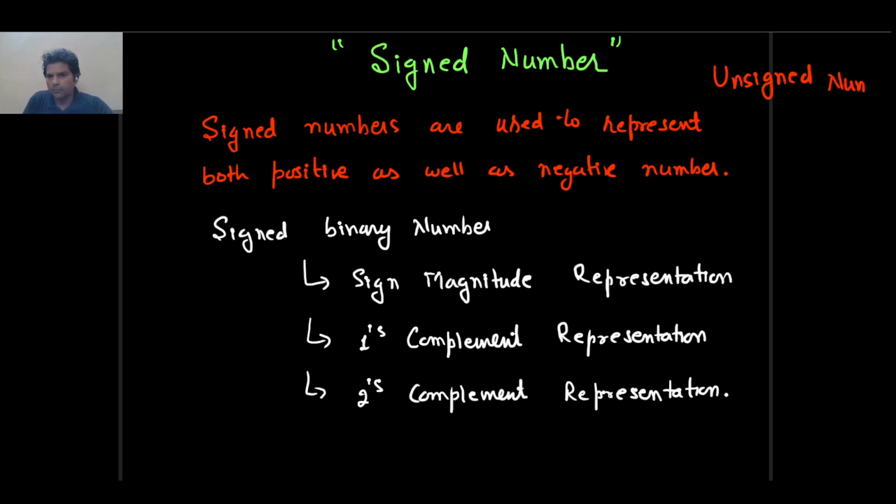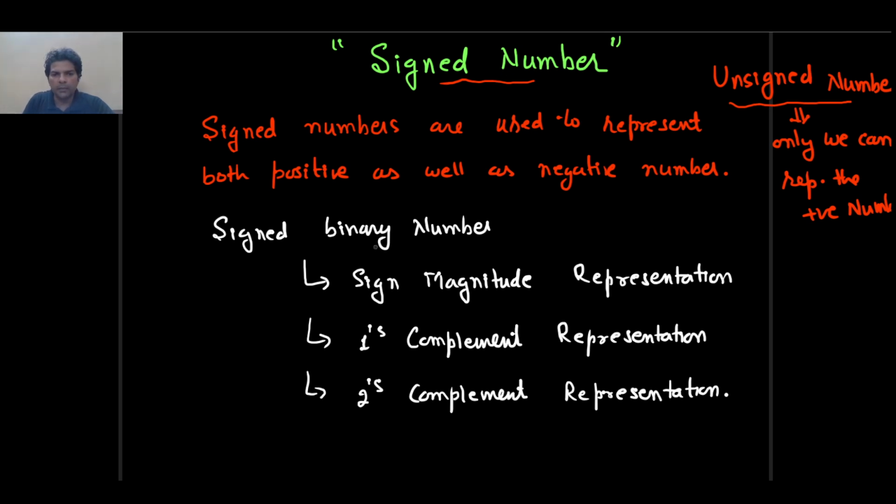Unsigned number. In unsigned number, we can only represent the positive number. But in the signed number, we can represent the positive as well as negative number. So these are the two types of the number system, signed number and unsigned number.